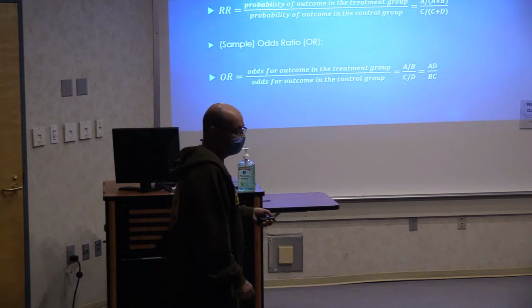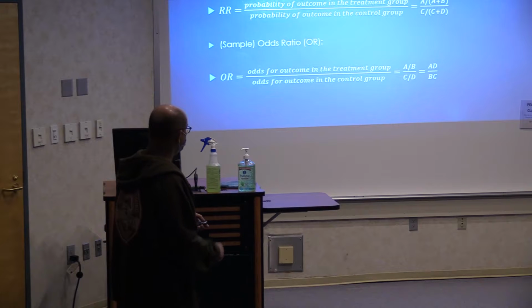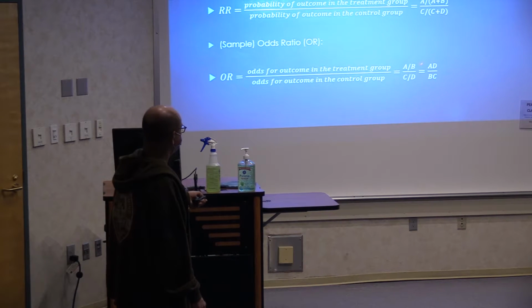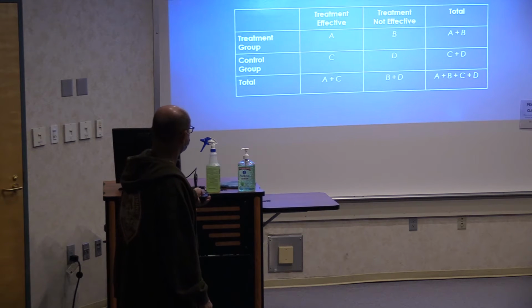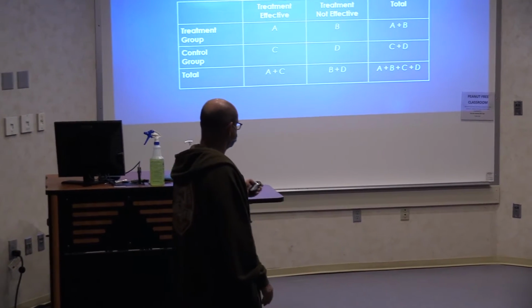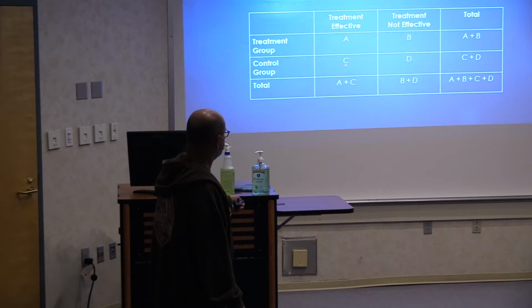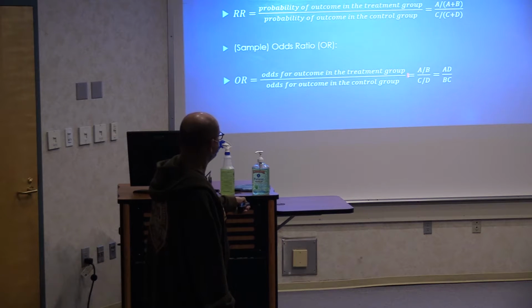Sample odds ratio. Now we move to the odds. It's the odds for the outcome in the treatment group divided by the odds for that same outcome in the control group. But this is now different. Now we have to divide A over B, the number of favorable outcomes divided by the number of unfavorable outcomes. Treatment was not effective, that's an unfavorable outcome. So that's why we have A divided by B, and then in the denominator we have C divided by D. And that's what we get here.